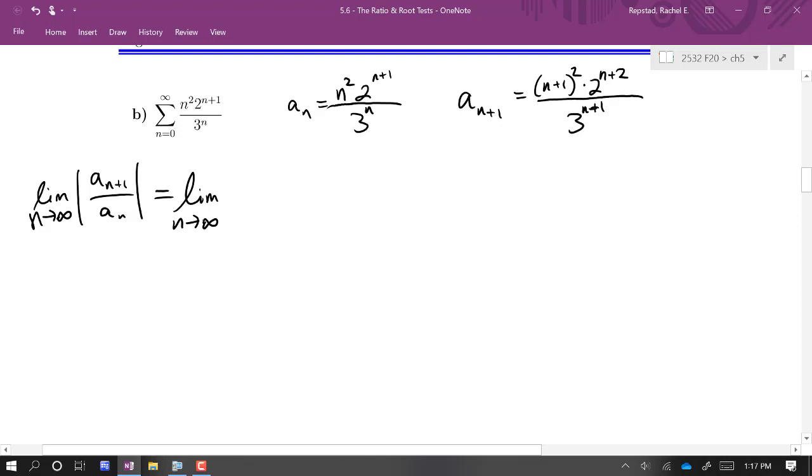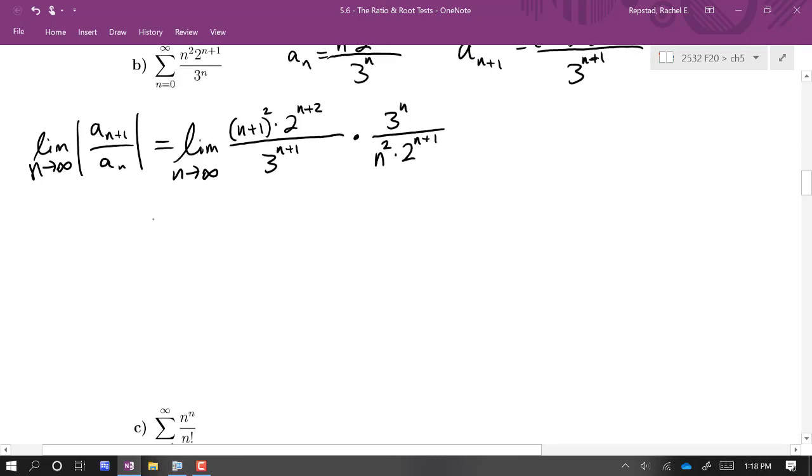Again, all of the terms of this series are positive, so we don't need to retain the absolute value signs here. So I'm going to begin with our a sub n plus 1. And then we're dividing by a sub n, so multiplying by the reciprocal. We could do some canceling.